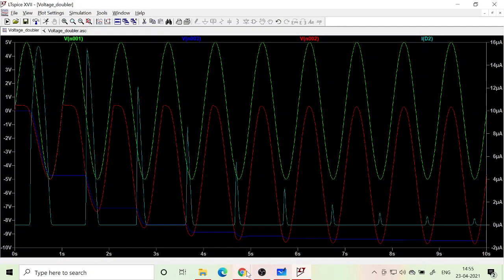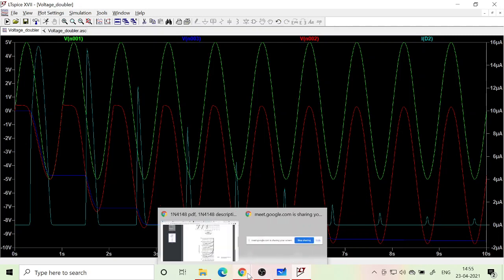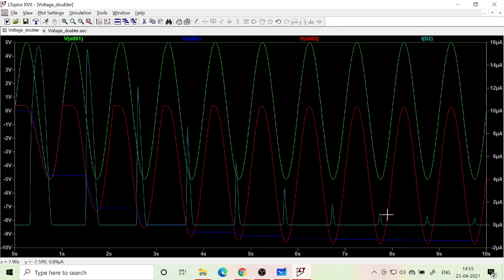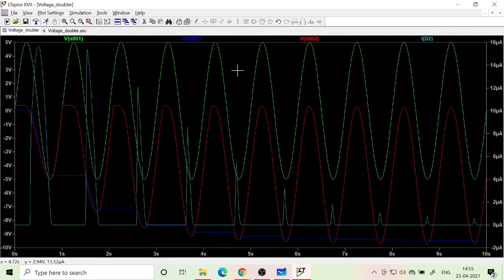Okay, any questions? So what is the voltage across D1? This one I have already plotted. So voltage across D1 is the red one. First, green is basically the input voltage, blue is the output voltage, red is the voltage across D1.